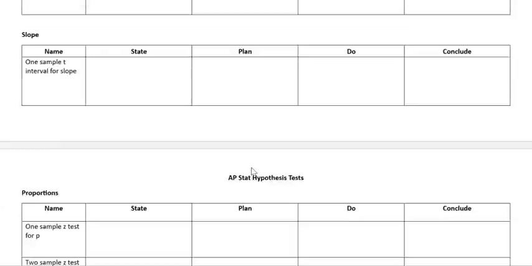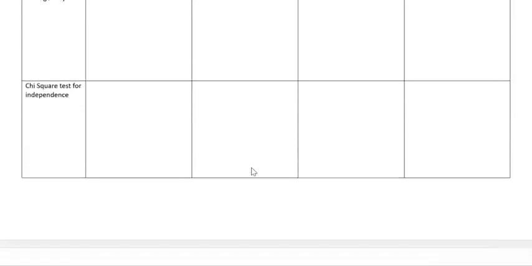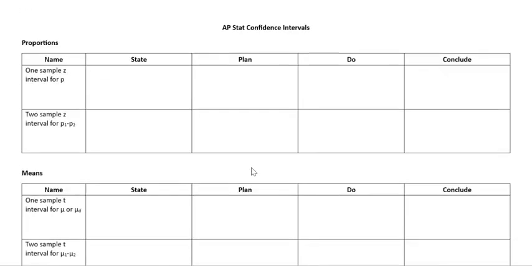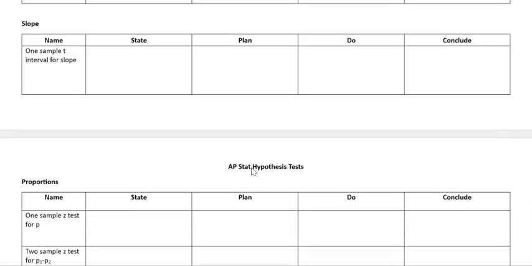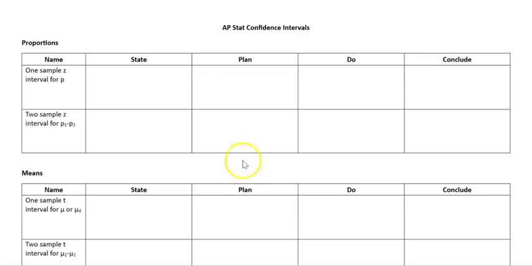Okay, so you have this paper here where I've laid them all out for you. There are 13 different procedures that we have learned between confidence intervals and hypothesis tests. So again, the biggest issue is not going to be doing the procedure, it's going to be choosing the right one. What I want you to do is go through and for each procedure, what would you need to write for state? What would you need to write for plan, what for do, and what for conclude? That way you have it all in one place to study from.